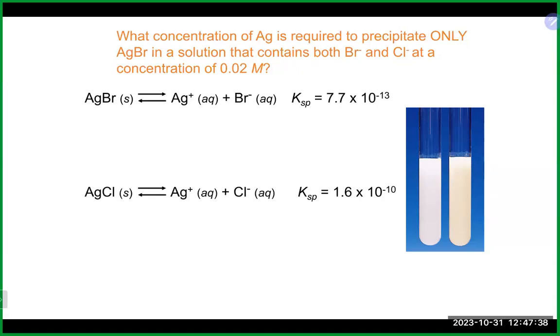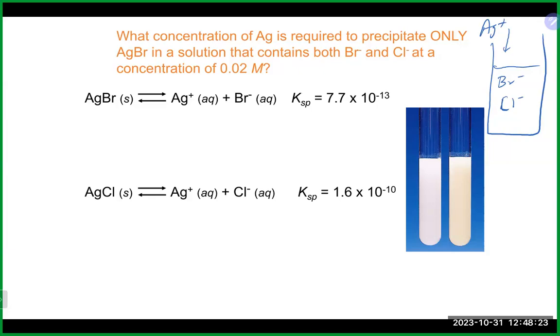So in this particular example, we have a solution that has a bunch of bromide ions floating around, a bunch of chloride ions floating around, and we want to add some silver to it. When we do add silver, we are going to get two solids that could form. We could get silver bromide, and we could also get silver chloride. The problem is if we just drop in some silver, we will get them both to precipitate out, basically solids coming out.